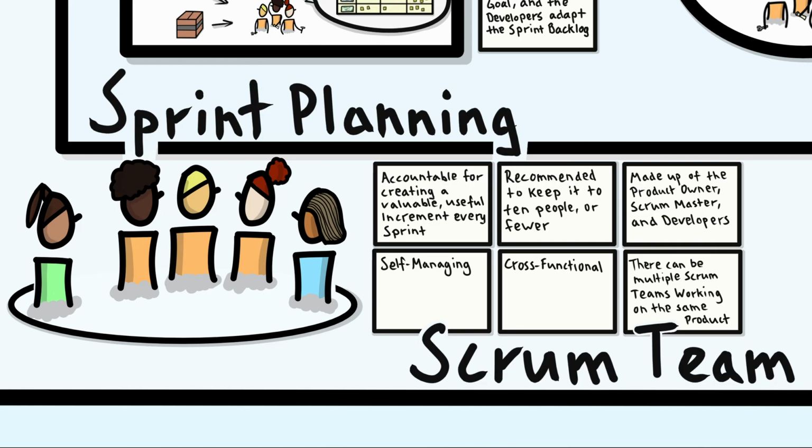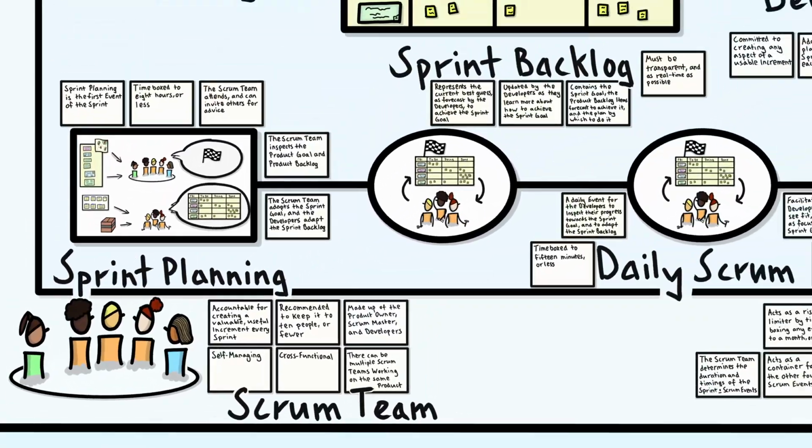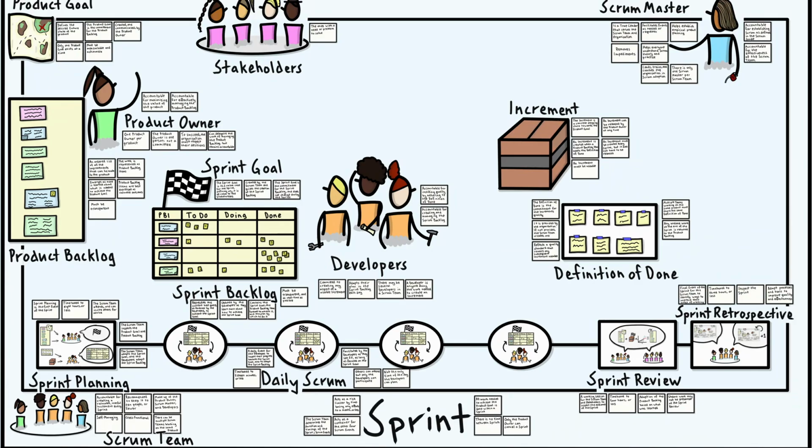And cross-functional means that they have all the skills within the Scrum team to create value each sprint. It is recommended to keep the Scrum team to 10 people or fewer, small enough to be nimble, whilst large enough to deliver significant value each sprint. There may be multiple Scrum teams working towards the same product. That's our people covered. Now onwards to the 3 artifacts, along with their 3 commitments.